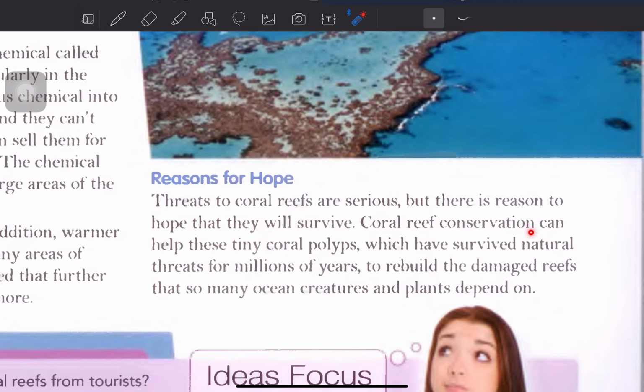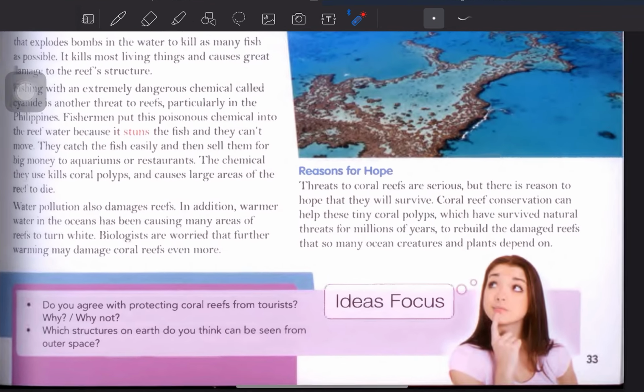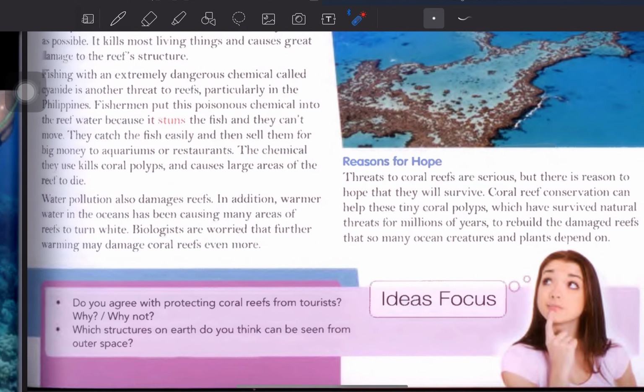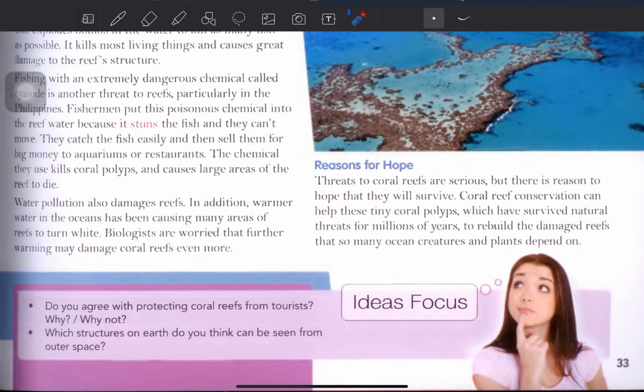Coral reef conservation can help these tiny coral polyps, which have survived natural threats for millions of years, to rebuild the damaged reefs that so many oceans creatures and plants depend on. Okay, so that's all for the reading activity.